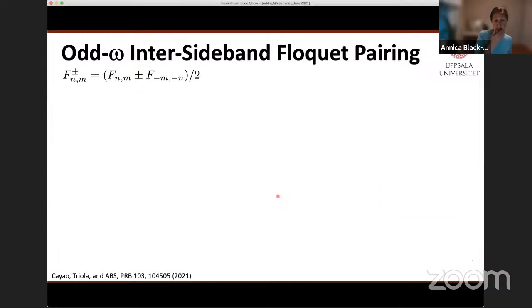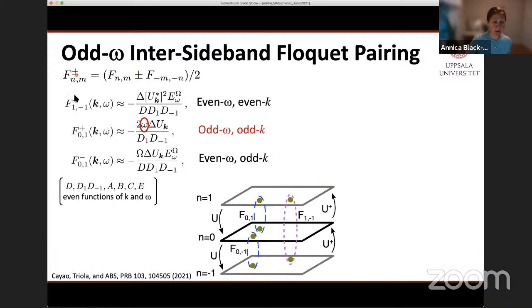I can also have inter-sideband Floquet pairing. So again, I'm going to form this combination for the even and odd. So now I'm going to pair between different sidebands. So for example, I pair between 1 and -1. So that is this one, or I pair between 0 and 1. So that will be this one here. And here, to lowest order, you pick up that 0 and 1 is actually odd in frequency. I see that with the omega here. It's actually even in the Floquet index, indicated by this plus sign.